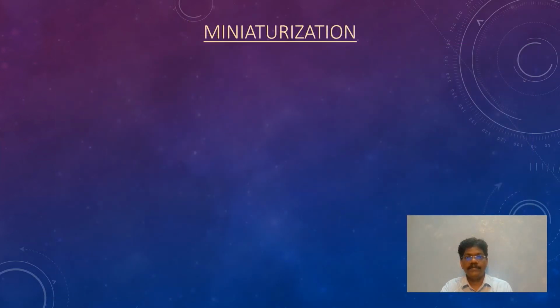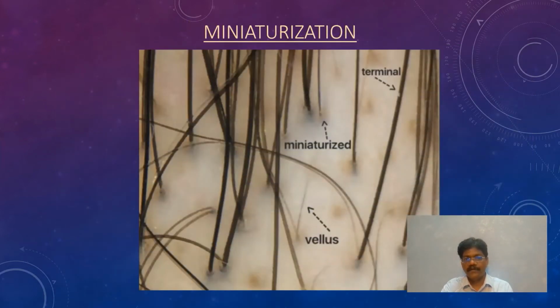This miniaturization which we are concerned about: in this picture you can see a thick terminal hair. This is what is called an anagen hair. This becomes thin and finally a vellus hair. The conversion from terminal hair to miniaturized hair to a vellus hair is what happens in genetic hair loss, and this is exactly what we are trying to prevent by way of medical treatment. Medical treatment forms the first line of treatment in androgenetic alopecia.